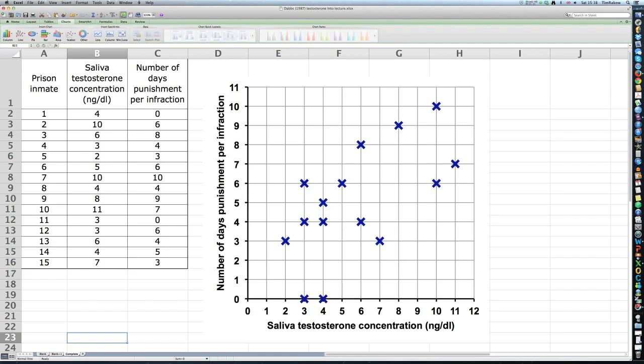Now, there are a number of ways that we can describe what we're looking at here. One thing you might have written is something like this: that higher levels of saliva testosterone tend to go together with a higher number of days punishment per infraction. Or you could equally well have said that lower levels of saliva testosterone tend to go together with a lower number of days punishment per infraction. Another way you could say it is this: as the saliva testosterone concentration increases, so also the number of days punishment per infraction tends to increase.